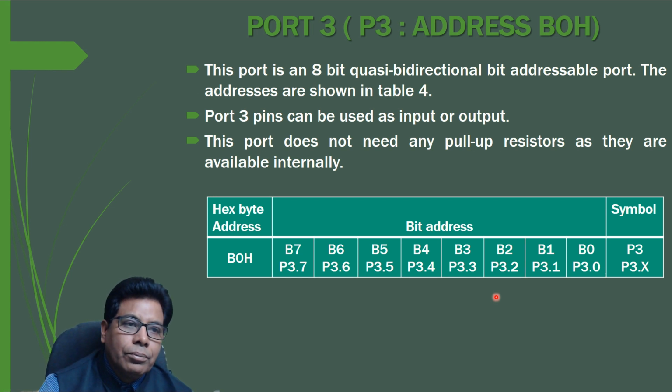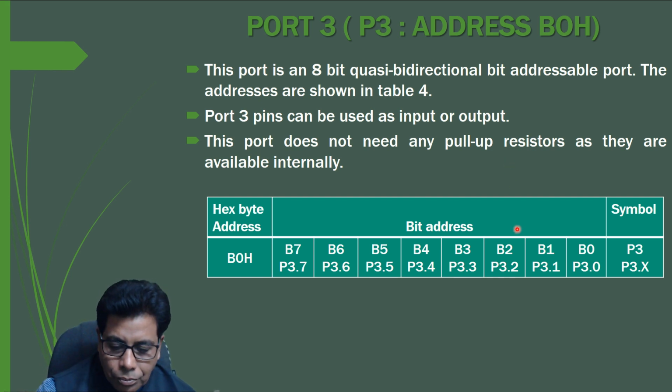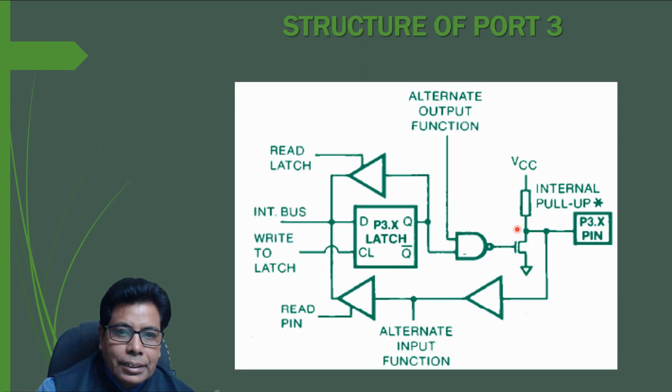Then port 3, the last port. This port is again an 8-bit bidirectional bit addressable port, and the addresses are shown in this table. The hex address is B0, and the individual addresses will be B0 to B7. Those will be the addresses for individual pins. Then it can be used as input or output, and it does not need the pull-up resistor, similar to port 1 and 2. Then it has got alternate functions. We'll see the alternate functions.